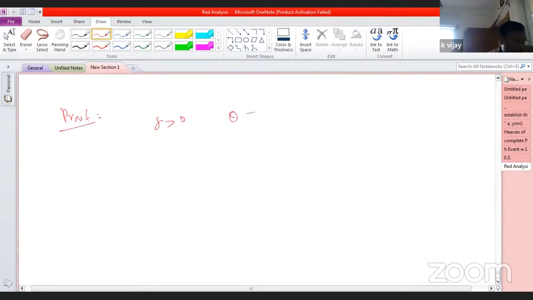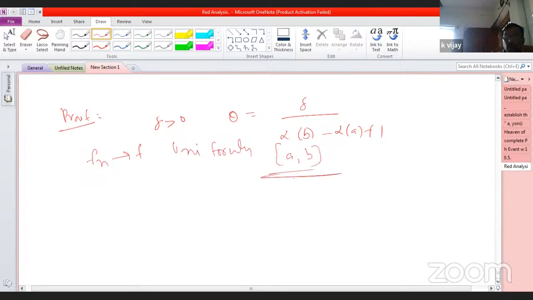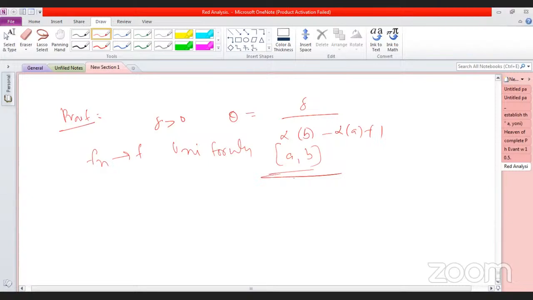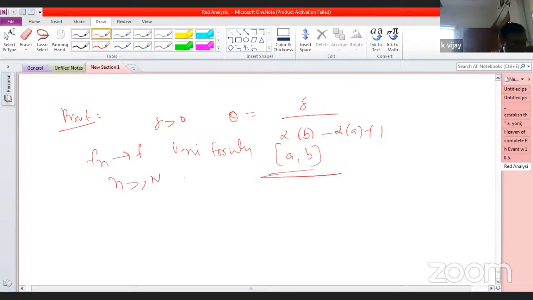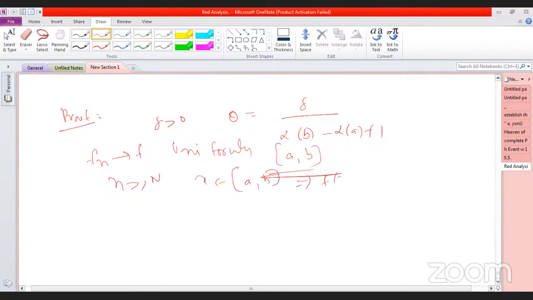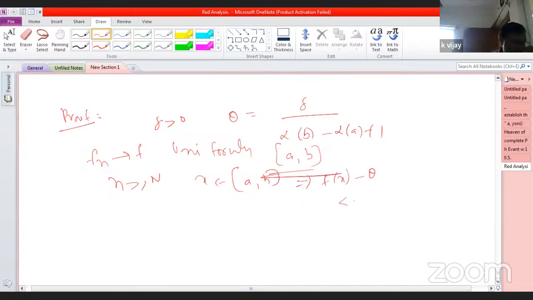Delta greater than 0. To take epsilon equal to this formula, this is one: delta by alpha(b) minus alpha(a) plus 1. This is the formula for this one. f_n tends to f uniformly on. ఎక్కడ ఉంటాయండి యూనిఫామ్ గా? ఇక్కడ ఏ కామా బి ఉంటుందా లేదా? f_n tends to f అనేది a కామా b లో ఉంటుందా లేదా? Yes, sir. So therefore, for n greater than N, x belongs to [a, b], f(x) minus theta is less than or equal to f_n(x) less than or equal to f(x) plus theta. This is basically the condition.